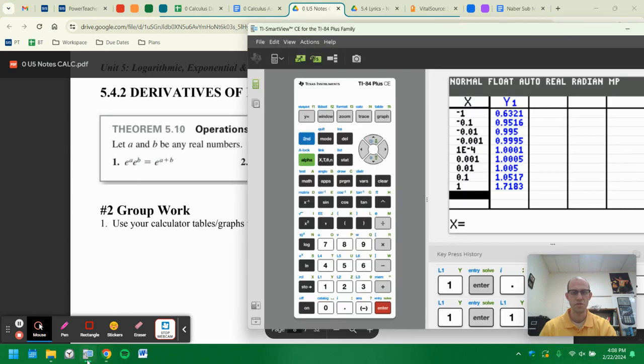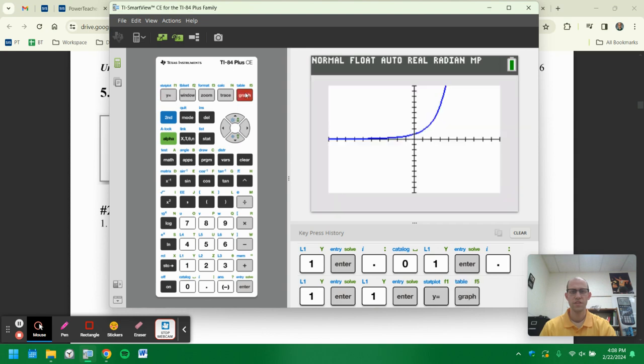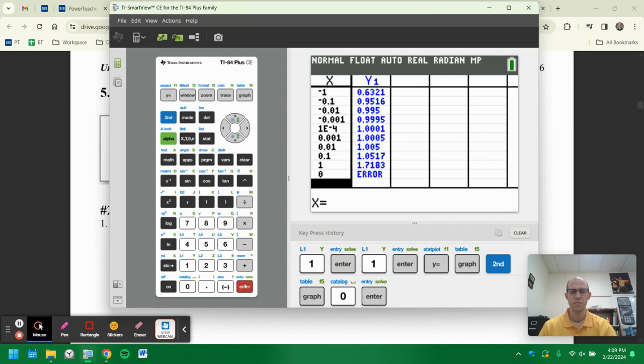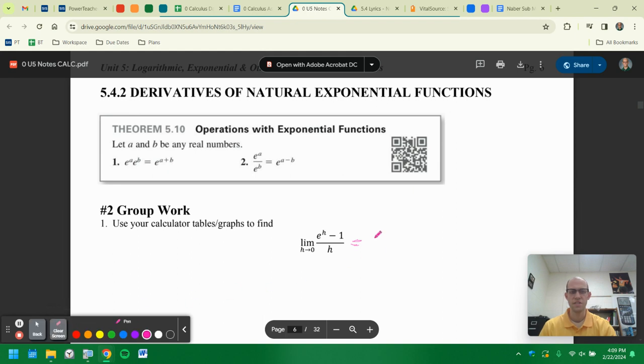So let's go to the calculator screen here. Here's the function. If I look at the graph of it in a standard window, it looks like it's going through 1 at x equals 0. So as x goes to 0, it looks like it's going through a 1. And if I look at a table, as I get really close to 0, it looks like it's approaching 1. When I plug in 0, we'll have undefined, though. So based on that, we are going to say that as h approaches 0, our limit is 1.